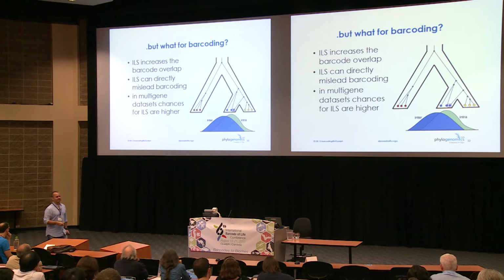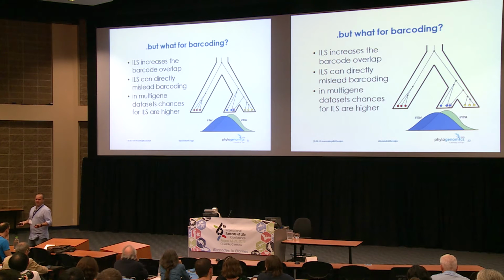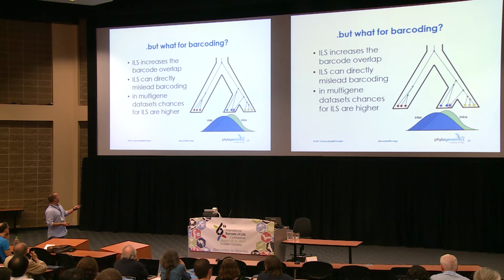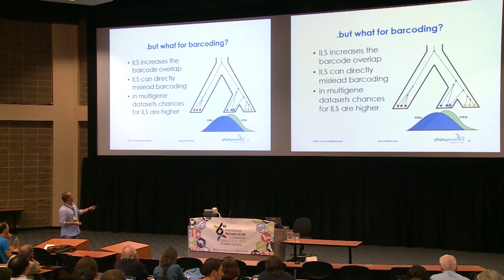Now, this might be important for you or not, so I'll just summarize some ideas. I'm not an expert in barcoding, so I might be saying things that are wrong, but it seems to me that incomplete lineage sorting increases the barcode overlap. When you have situations like this, this is intra, this is inter, sorry. The distance among blue individuals is very high and overlaps the distance between blue and yellow individuals. You know what the barcode gap is. So incomplete lineage sorting causes that.